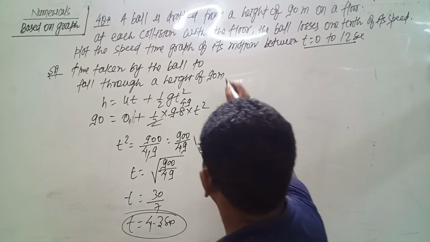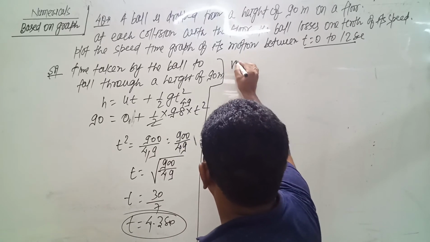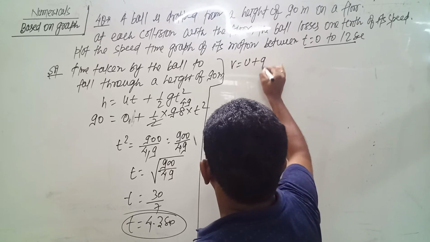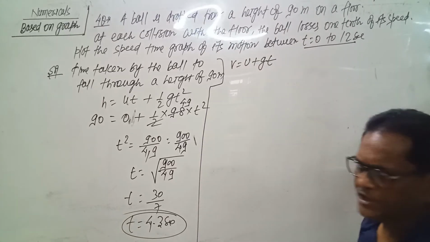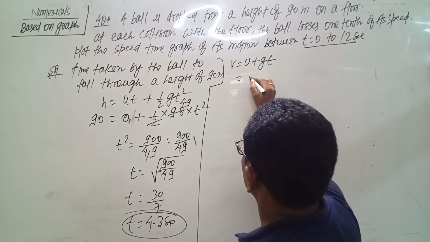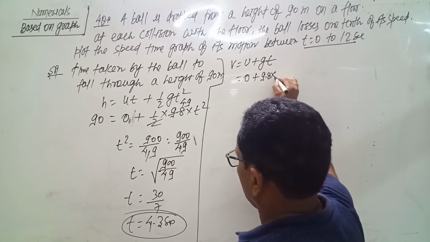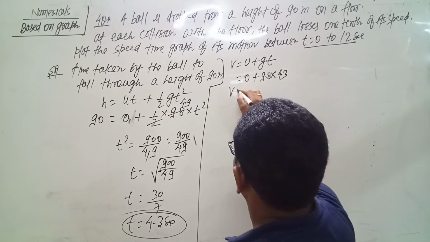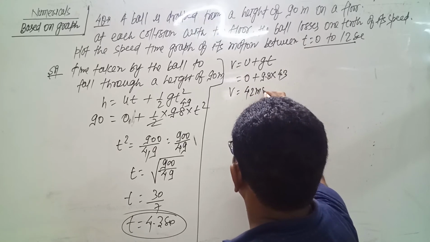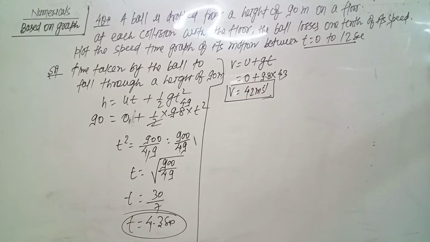Now we will find the velocity with which the ball hit the ground. So v equals to u plus gt, and u initial velocity is 0, g is 9.8 into 4.3, this is around 42 meters per second. So the ball hit the ground with a speed of 42 meters per second.